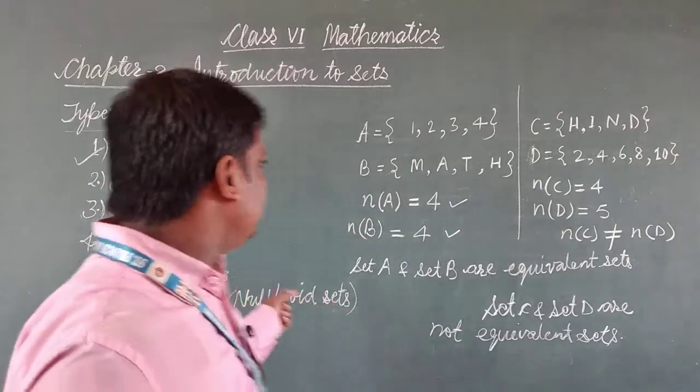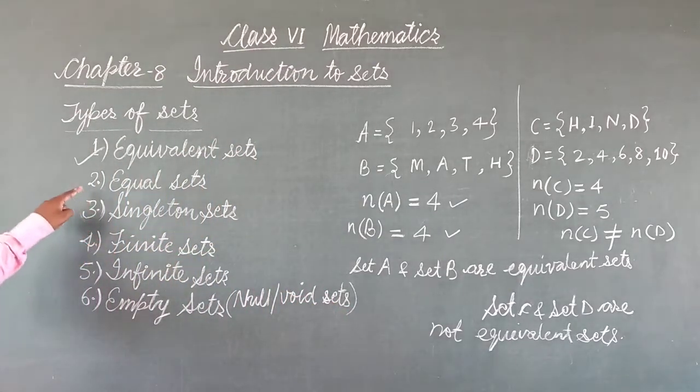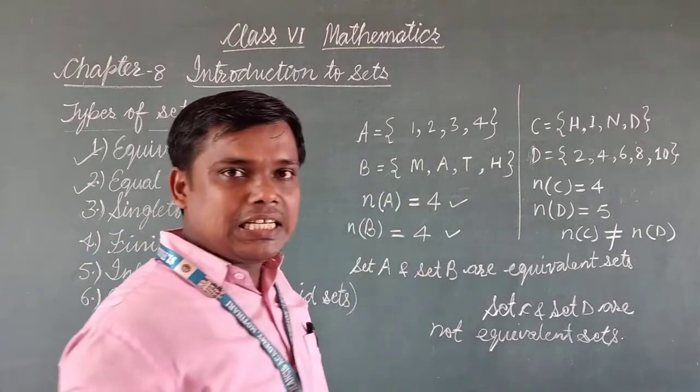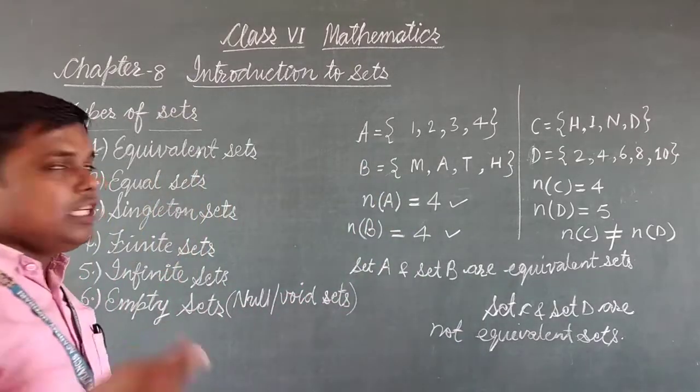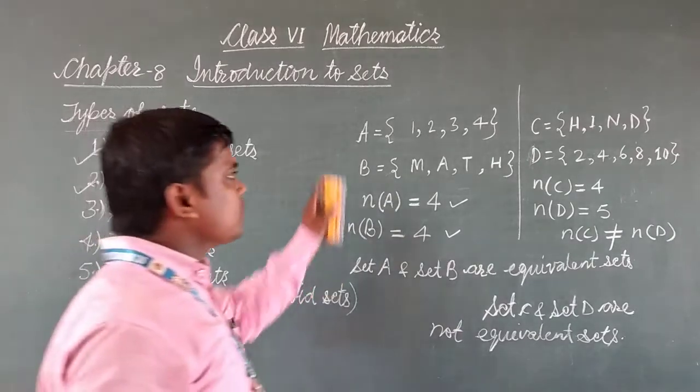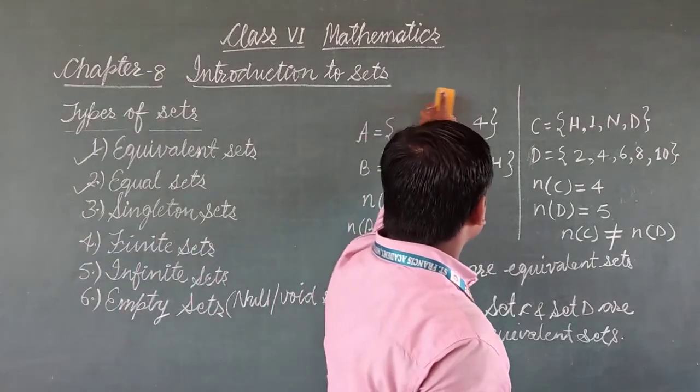Now the next is equal sets. So let us see equal sets with an example. I am erasing this one. I will send the PDF of these types of sets also to you. See another example.